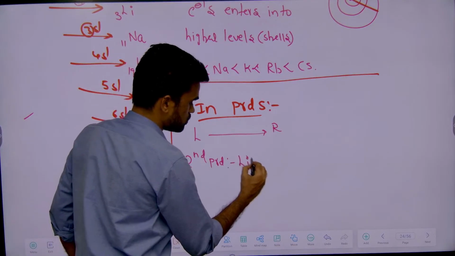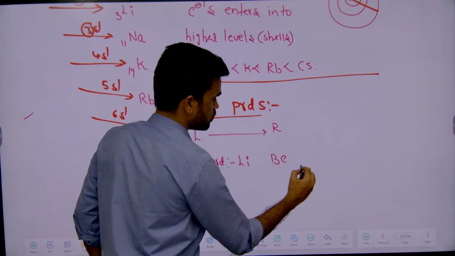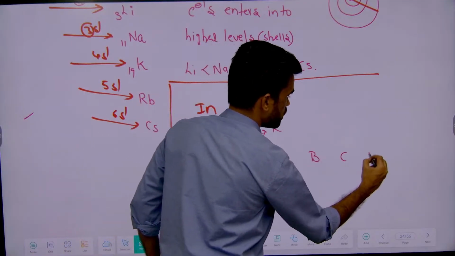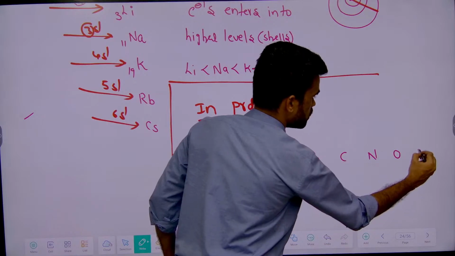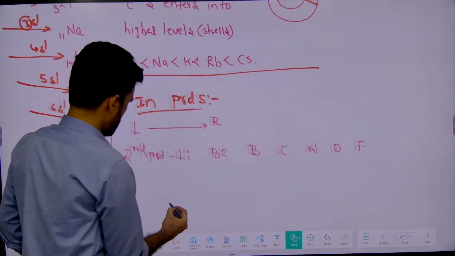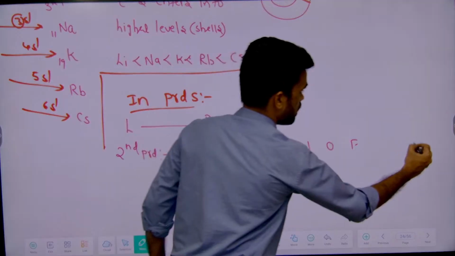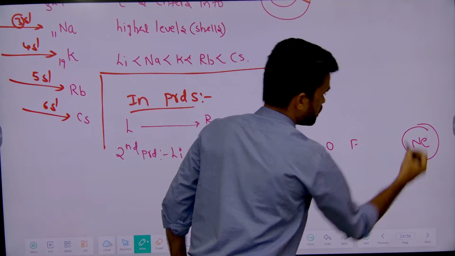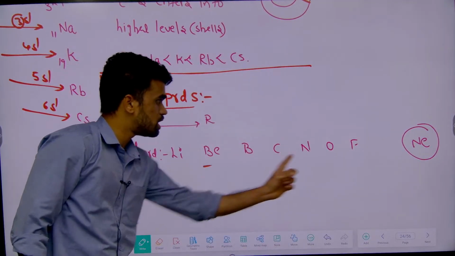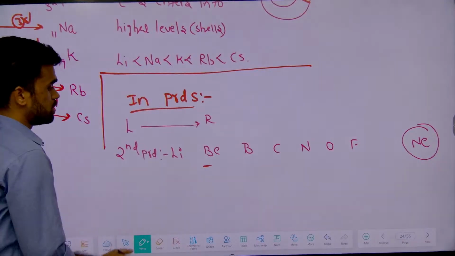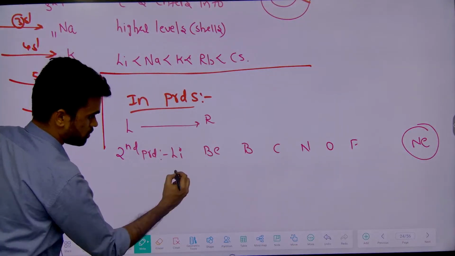Lithium, beryllium, boron, carbon, nitrogen, oxygen, fluorine. The next, neon, I am writing it separately, keep it separate. We will discuss only about this first. Okay. So now tell me its electronic configuration for lithium.